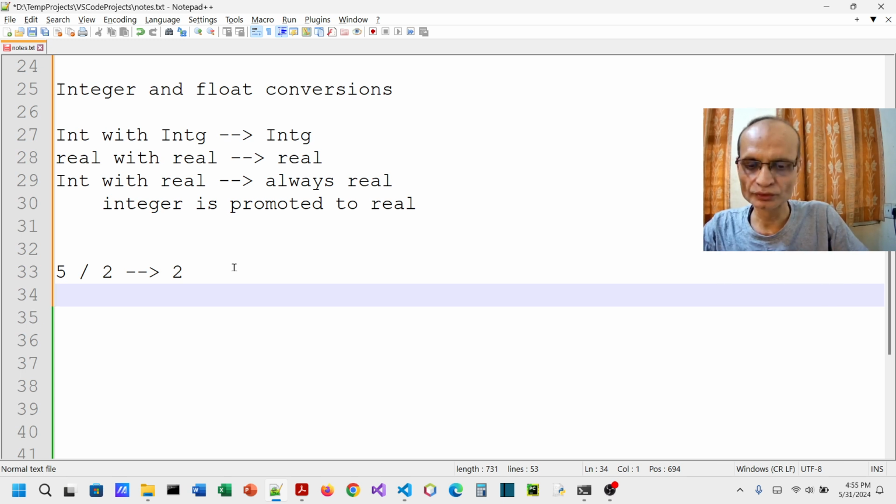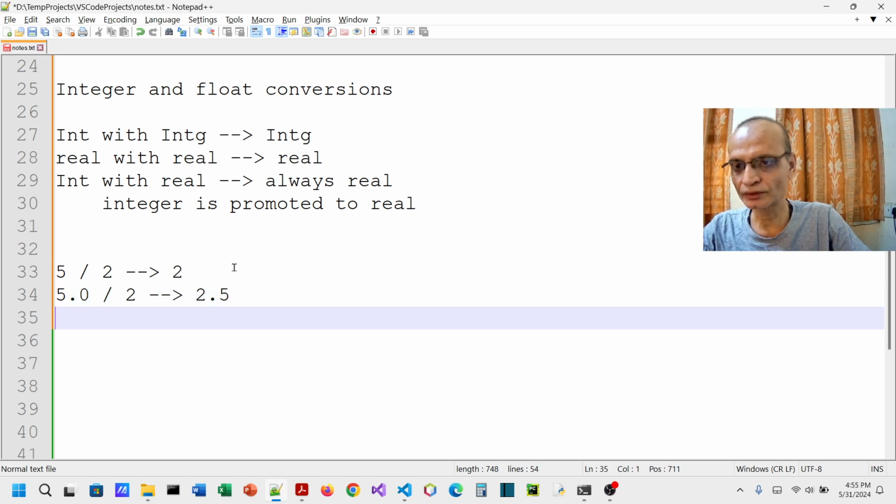Now if you do 5.0 divided by 2, I'm purposefully taking 5.0, then you will get the answer as 2.5. Why? Because 5.0 is no issue, that's a real number, and 2 will first be promoted to 2.0, and then 5.0 divided by 2.0 will be 2.5. That's a very important point one needs to understand when we solve such problems with arithmetic instructions.